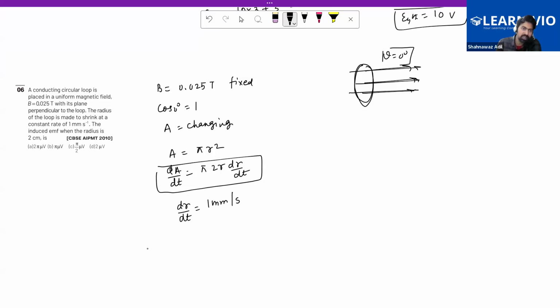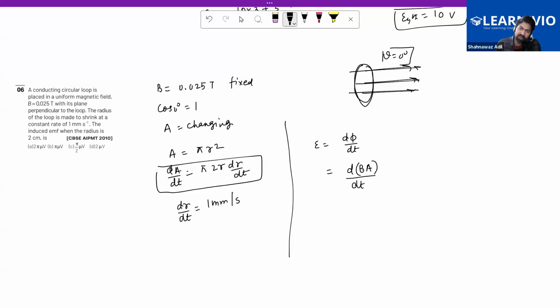Right. Now we want to find out what is the induced EMF when the radius is 2 centimeters. So what is the induced EMF? Induced EMF is minus d phi by dt. We can ignore the minus sign. And phi is BA cos theta. But cos 0 is 1, so this is only BA.